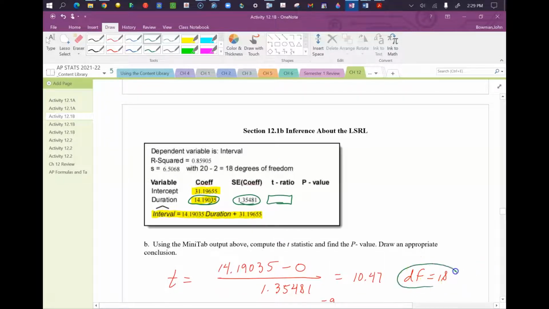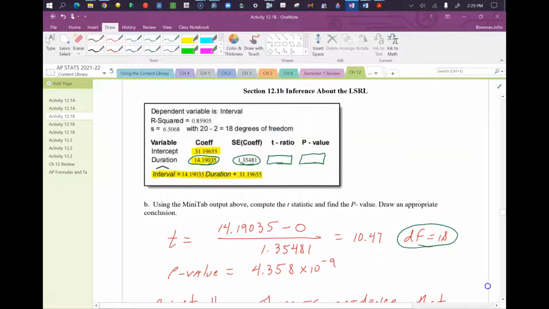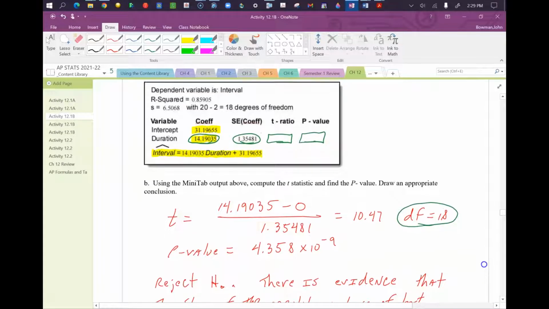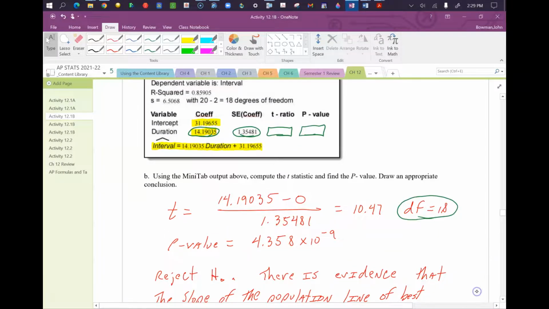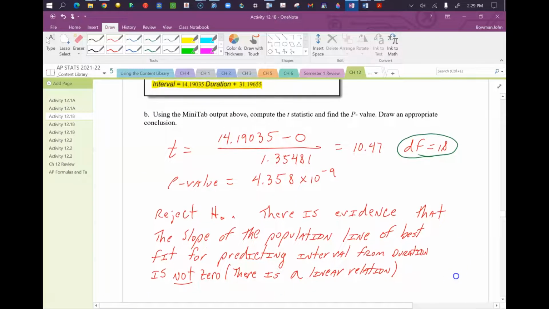Recall that the degrees of freedom for bivariate or two-variable quantitative data is n minus 2, and this p-value is 4.35 times 10 to the negative 9. Again, that would go in the box that I'm drawing right now. I left it off just so we can talk about how to calculate it. So our conclusion would be to reject the null hypothesis and say there is evidence that the slope of the population line of best fit for predicting interval from duration is not 0, that is, there is a linear relationship between the explanatory and the response variable for the population.